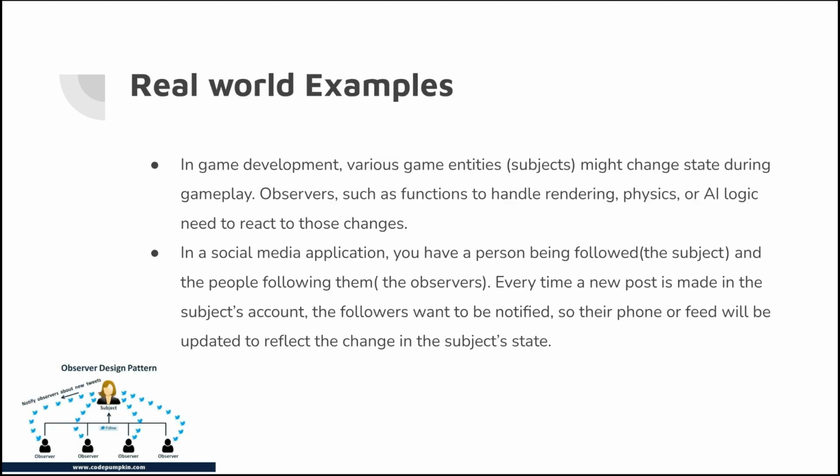In game development, various game entities, subjects, such as players or enemies, might change state during gameplay. Observers, such as functions that handle rendering, physics, or AI logic, need to react to those changes accordingly. For example, when a player picks up an item, the inventory system needs to update their inventory, and the rendering system updates their visuals, showing the item not to be on the ground anymore.